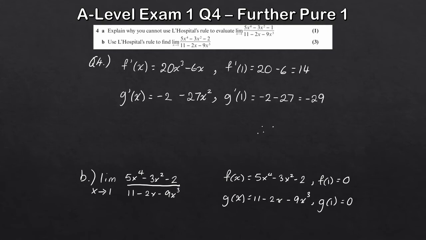So therefore, the limit as x tends to 1 of 5x to the 4 minus 3x squared minus 2 over 11 minus 2x minus 9x cubed is equal to minus 14 over 29. Okay, so I hope that helped.